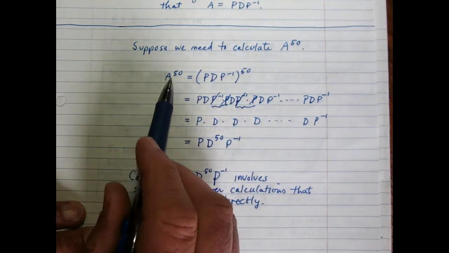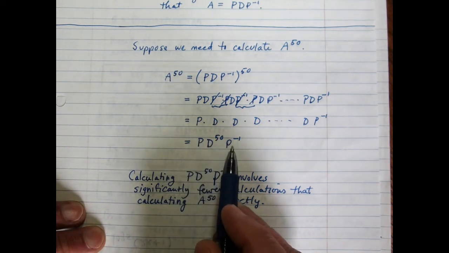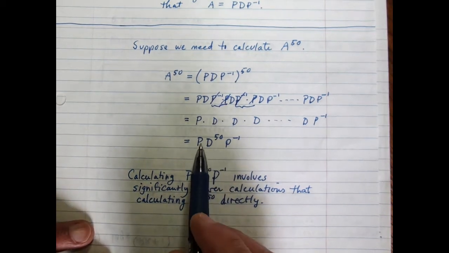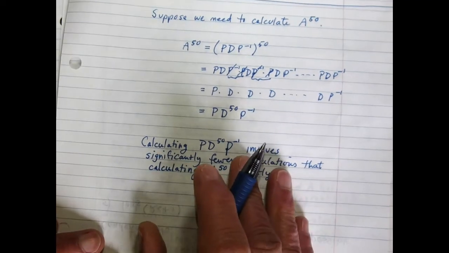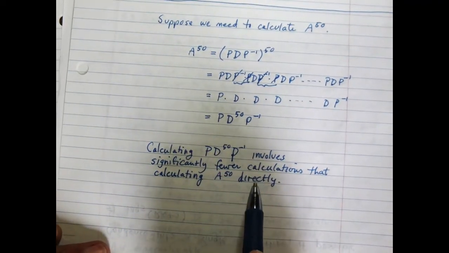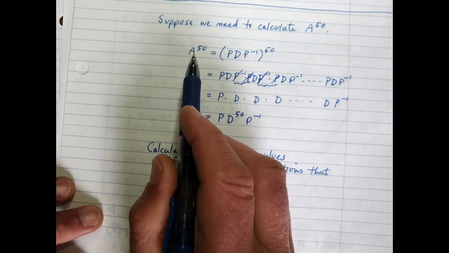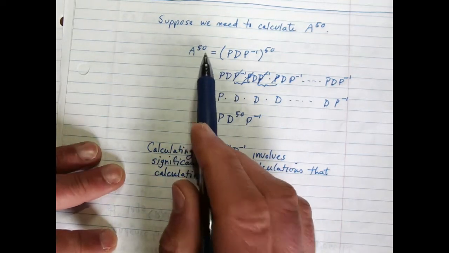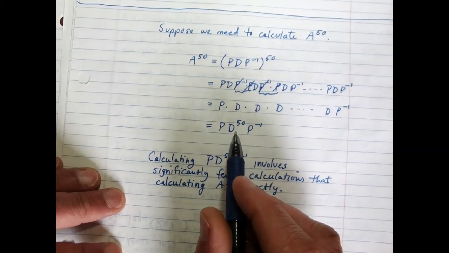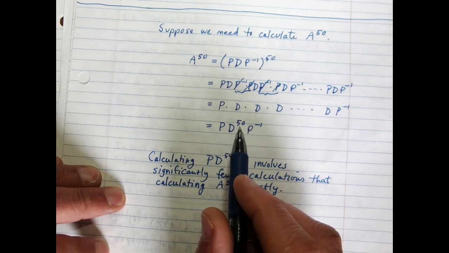If we want to calculate A to the 50th power, we only have to calculate PD to the 50th P inverse. And this product involves significantly fewer calculations than calculating A to the 50th directly. Calculating the 50th power of a square matrix can be an enormously complicated computing task. But a diagonal matrix raised to the 50th power is just going to be the 50th power of each entry on the diagonal. So the computing is not so significant.